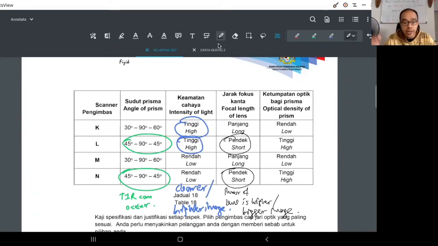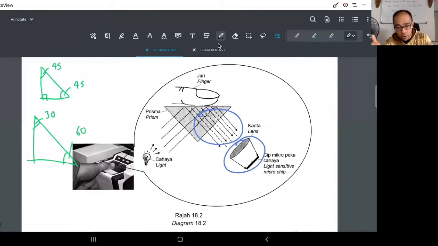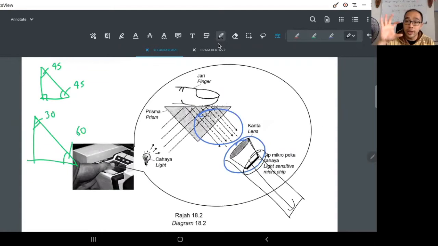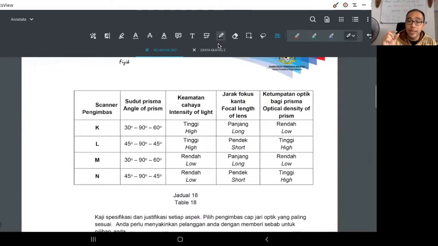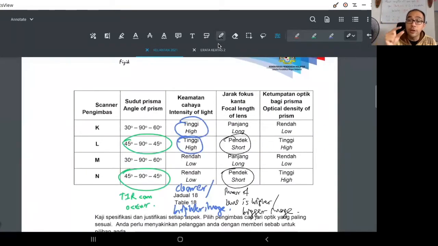Okay, and on top of that, if your focal length is very long, then this light sensitive microchip has to be put all the way behind here, no? So the copier tube will become very long. It's like a waste of space. So get a thicker lens, a thicker lens that has a short focal length, so that the power of the lens is higher, then you can get a bigger image.